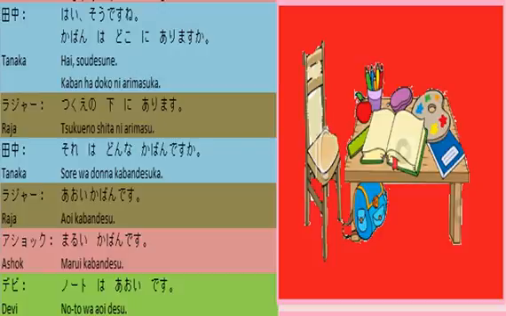Miss Tanaka responds, Sore wa donna kaban desu ka? Sore means that, donna is what kind of, kaban means briefcase, wa desu ka is the interrogative structure. Sore wa donna kaban desu ka? What kind of bag is that?